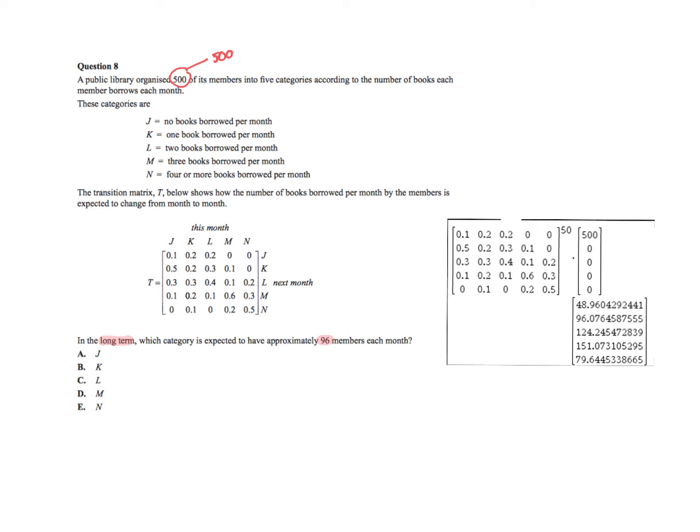So over here, I've done the transition to a high power because we want the long term, and I just chucked them all in the first one. And it doesn't matter, because I've proved to you it won't matter. So when we do that, they all end up in the long term. This is the long term. This is the answer. So we've got J, K, L, M, N, and they just wanted to know which one had 96, and it was K. So we just do K.